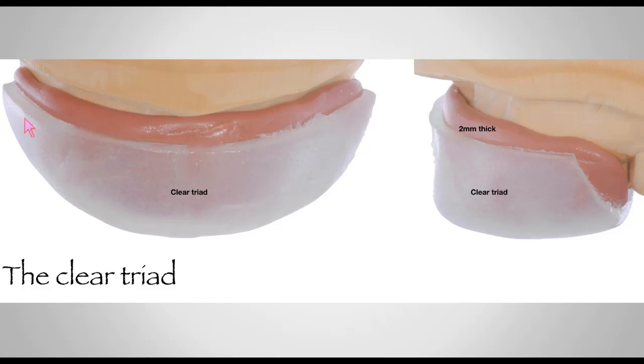putty matrix. So I'm going to put clear triad on top of the putty matrix. I'm going to smooth it all around, and I'm going to do the same thing, facial, incisal, lingual, very nice and smooth. And initially, I'm going to cure it with a handheld unit.